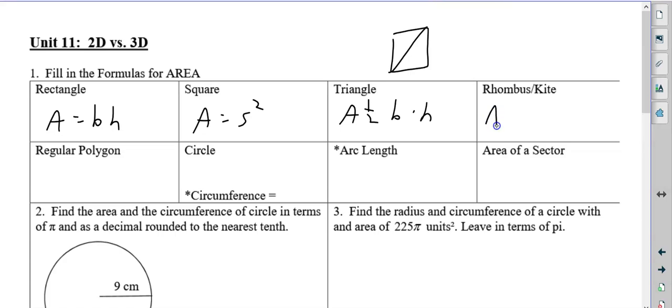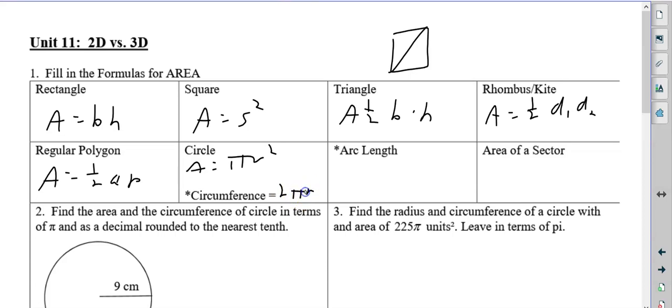A rhombus or a kite is 1/2 diagonal 1 times diagonal 2. A regular polygon is 1/2 AP, A being the apothem, P being the perimeter. Circle, area is pi r squared. Circumference is 2 pi r, or pi times diameter, because 2r is diameter.